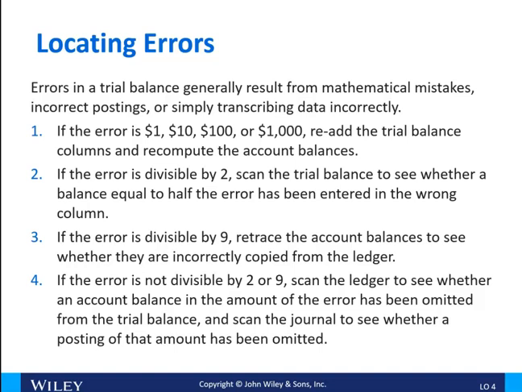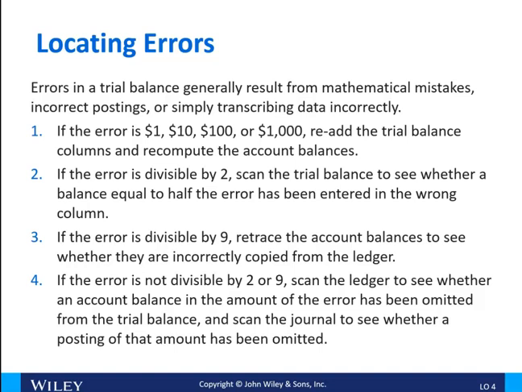If the error is divisible by 2, scan the trial balance to see whether a balance equal to half the error has been entered in the wrong column. So if you don't balance and it's divisible by 2, you could have put a debit in the credit column accidentally, and if you look for the amount that is half of what you're off, you might be able to find it easily.